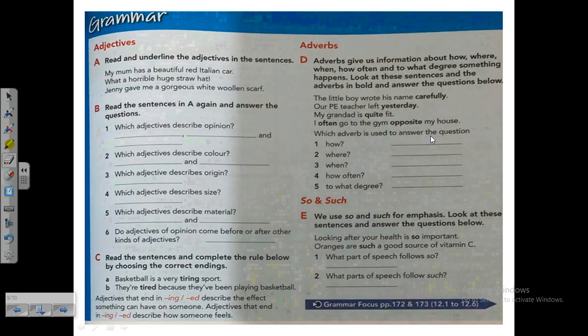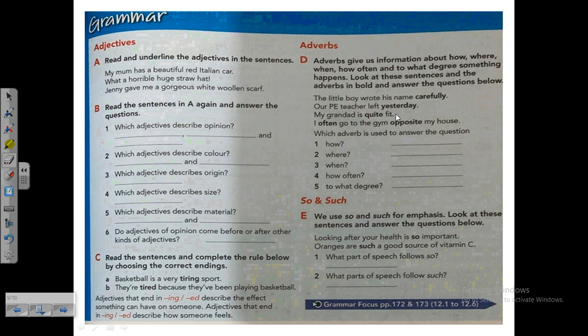Let's move to exercise E. We use so and such for emphasis. Look at these sentences and answer the questions below. Looking after your health is so important. So plus adjective immediately. Oranges are such a good source. Article, then the adjective, then the noun of vitamin C. What part of speech follows so?